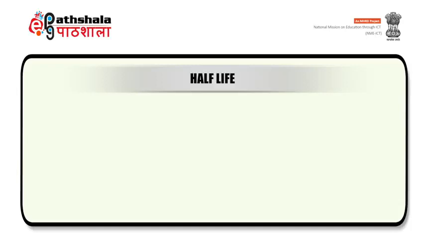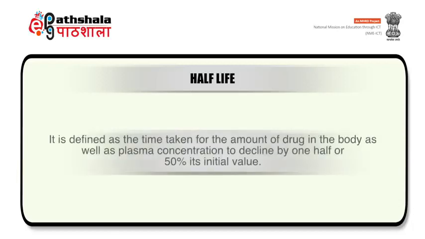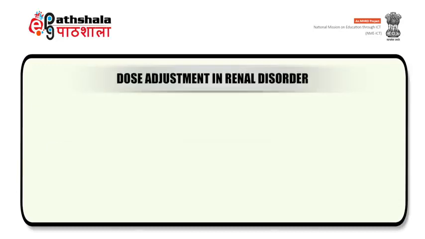Next pharmacokinetic parameter is half-life. Elimination half-life is also known as biological half-life. It is defined as the time taken for the amount of drug in the body as well as plasma concentration to decline by 1/2 or 50% of its initial value. Half-life is related to elimination rate constant by the following equation, in which T half is half-life and Ke is elimination constant. Now next topic is dose adjustment in renal disorder.